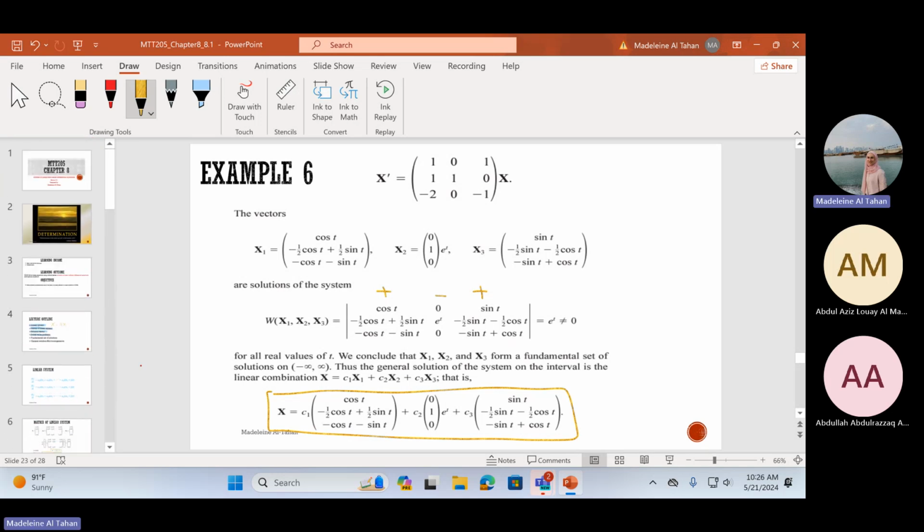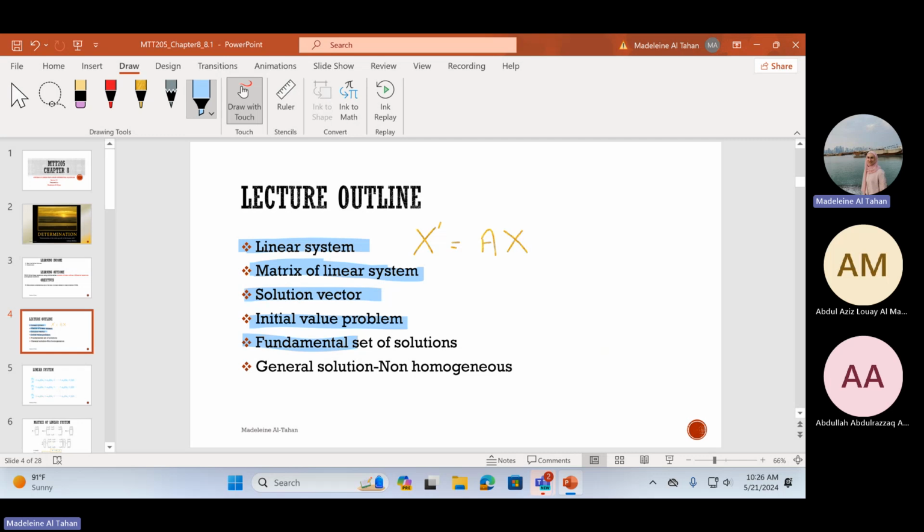So let's go back to our outline. The fundamental set of solutions, we are done with it. Now we need to talk about the general solution of non-homogeneous systems. We know what's meant by non-homogeneous, right? It's on page 4: x prime equals Ax plus F. The Ax part is the homogeneous part, and the non-homogeneous part is F. F can be a function in t, like t squared sine t, or also constants, which we can consider as functions in t as well.